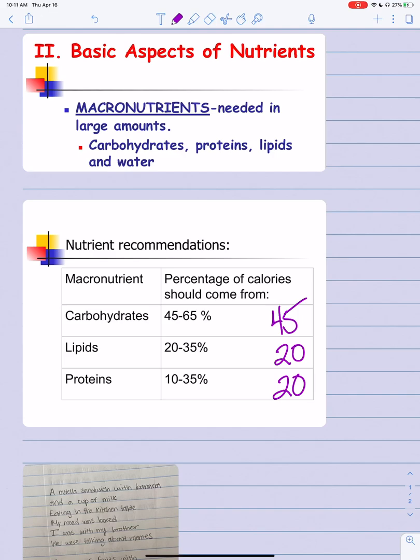So I know that I like fattening foods and I know that I like carbohydrates. So I am going to go with this 45 here for low carbohydrates. And then I want to keep my lipids low. And then my proteins, well, that's mid-range.